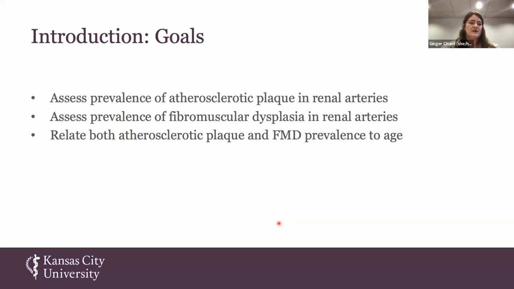So the goals of our study were to assess the prevalence of both atherosclerotic plaque and fibromuscular dysplasia in the renal arteries, and then compare the prevalence of those to age and see if there was an association between certain ages of our donors and prevalence of either fibromuscular dysplasia or atherosclerotic plaques.